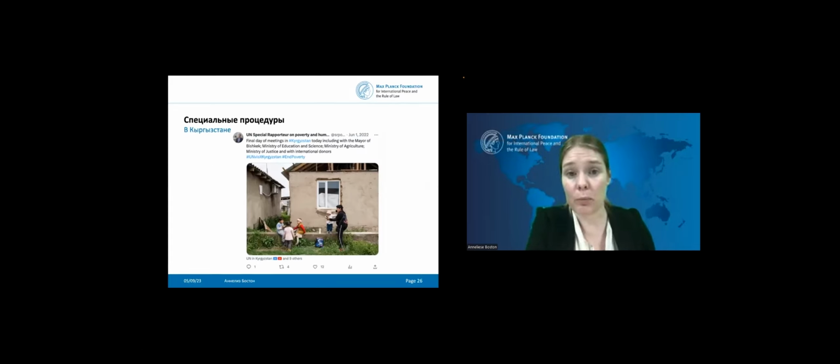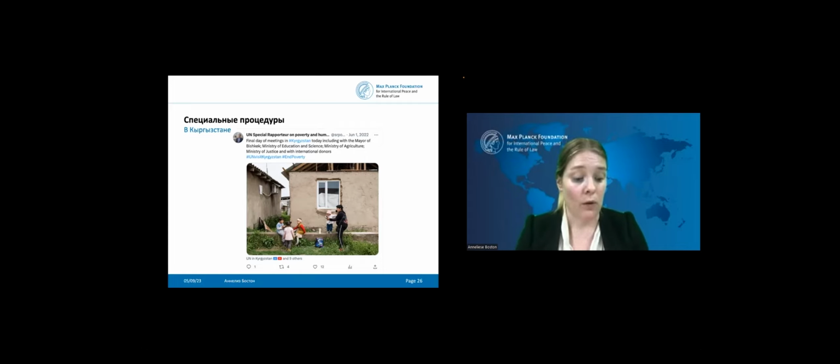So regarding special procedures in Kyrgyzstan, Kyrgyzstan has issued a standing invitation to special procedures. A standing invitation means that the state will accept a visit from any special procedure at any time. A special procedure doesn't necessarily have to be invited by the government. So again, you could use this to your advantage by encouraging a special procedure where you think there is an issue to visit Kyrgyzstan.